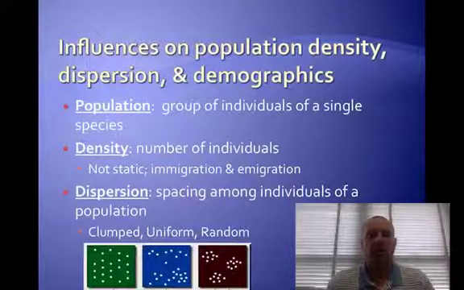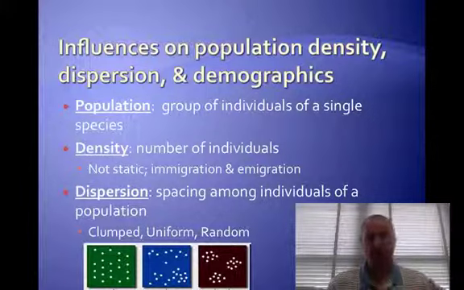Now, when we talk about the population, a population is a group of individuals of a single species. So cats, dogs, humans, frogs is on the first picture. Now, we often talk about the density of that population, and when we talk about the density, we're talking about the number of individuals. You know, New York City is far more densely populated than the small little town that we come from here in Beulaville.